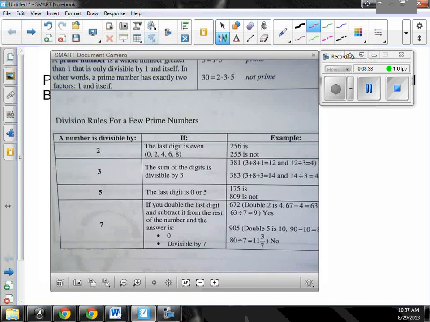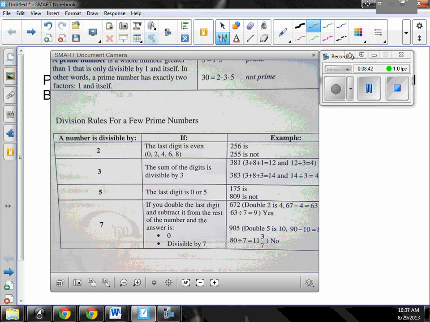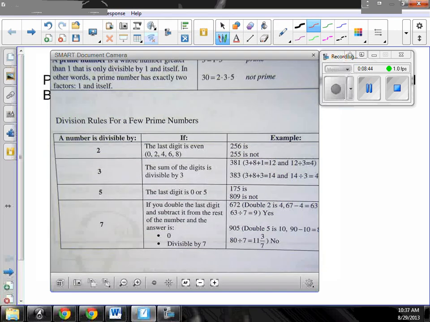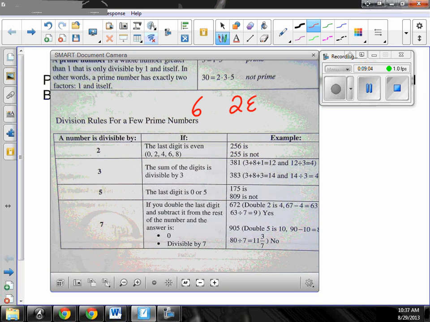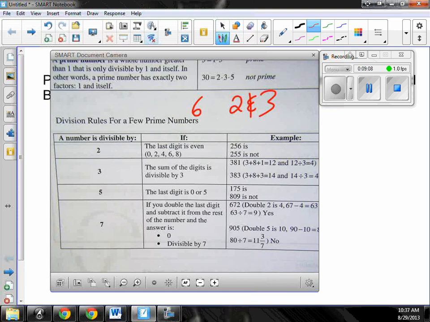so there's the rule for 2. The rule for 2 is the last digit is even. The rule for 3 is the sum of the digits is divisible by 3. So if you add up all the digits and it's divisible by 3, then the original is divisible by 3. And then 5 ends in a 0 or 5. But we said that a 6 is a 2 and a 3. So you'll need to remember that. 6 is a 2 and a 3.